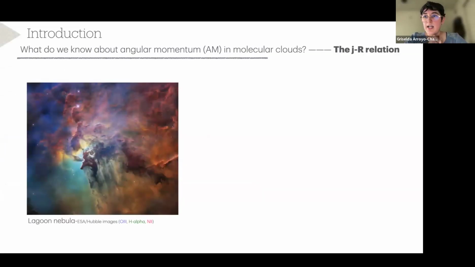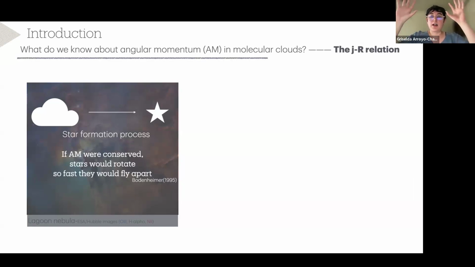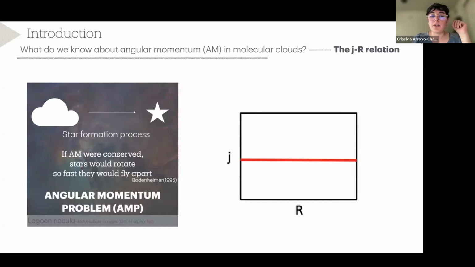So we are talking about molecular clouds, these dense cold regions with gas and dust where stars form. During this star formation process there are many things happening, but I'm going to focus on the angular momentum. If the angular momentum is conserved during this contraction, imagine that the molecular cloud is contracting and collecting all of the material to form just one single star, then the resultant star should rotate so fast that it will fly apart. So in order to have a star, we need to remove some angular momentum during this process. This apparent non-conservation of angular momentum is what we know as the angular momentum problem at this scale specifically.